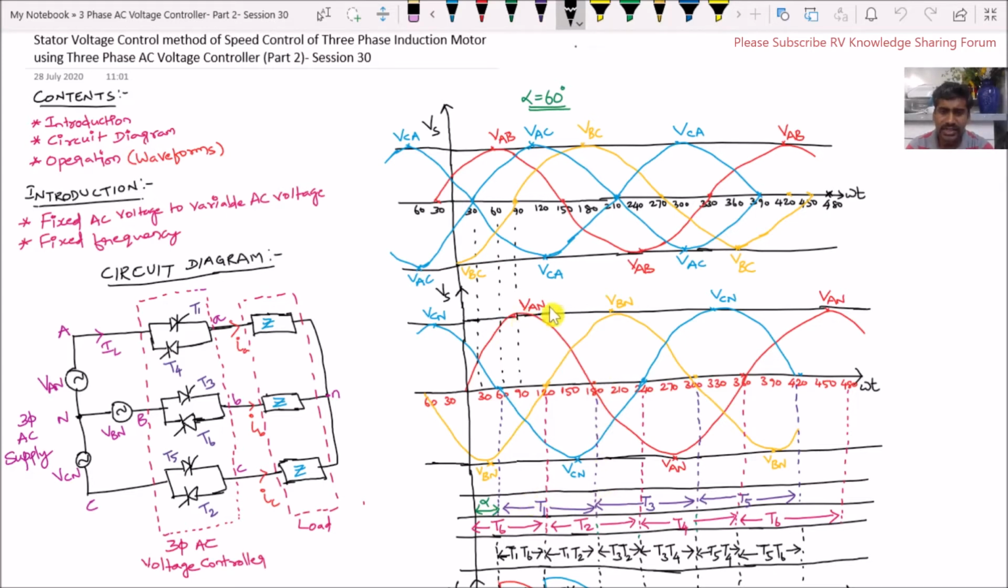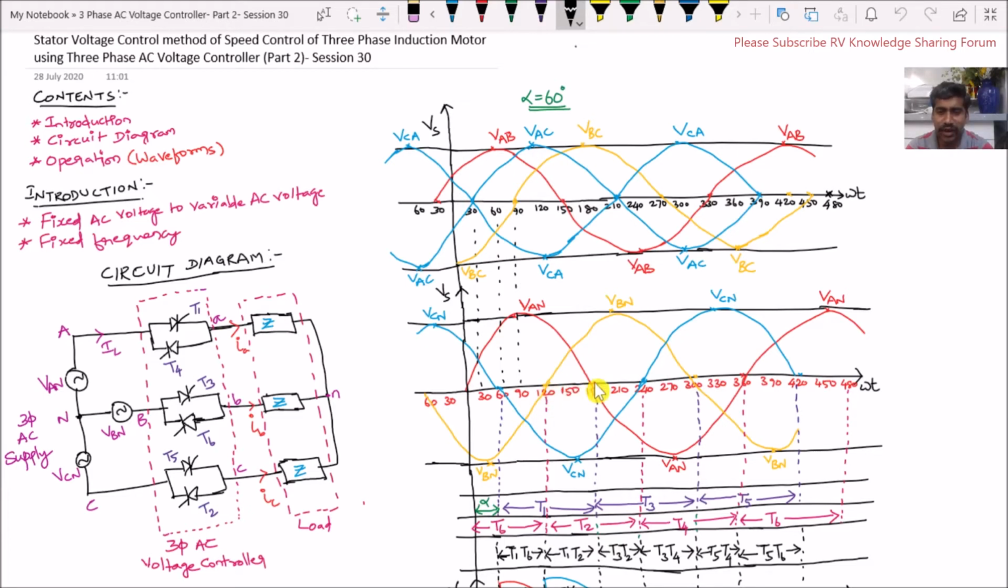Next to the phase voltage VAN, our VBN phase voltage comes here. This is the positive half cycle of VBN, and to it the thyristor T3 is connected. Therefore, here T3 comes into conduction. The positive half cycle of VBN starts at 120 degrees. From here, we have to leave 60 degrees because we have chosen our firing angle as 60 degrees. So 120 plus 60 becomes 180.